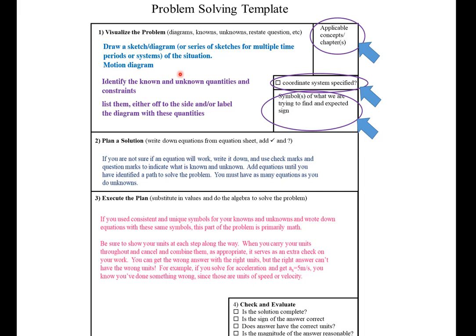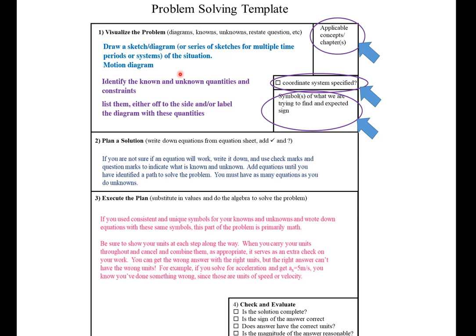Now, when you do this step, it's important to check the units, because you can get the wrong answer with the right units, but the right answer cannot have wrong units. Suppose you're solving for the acceleration and you end up getting meters per second as the unit. You should know that you're making some mistake somewhere in your calculation or in the plan, so you should go back and check your work again.